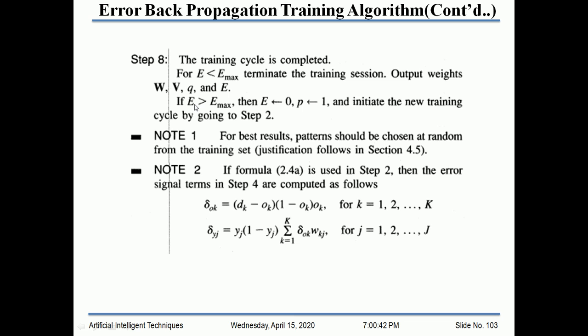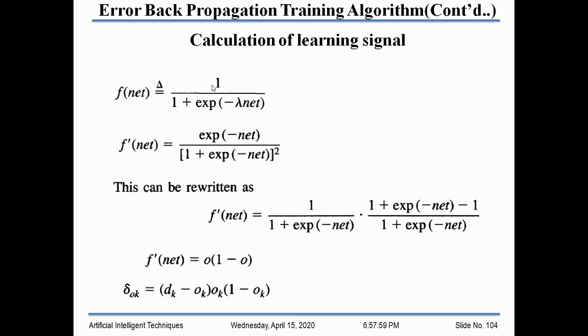Suppose the obtained error is greater than the maximum value, what do we need to do? Training is not yet completed. So what we have to do? Then we need to go to step number 2. Once again, follow all the procedure. So this is how the training of the neural network takes place.